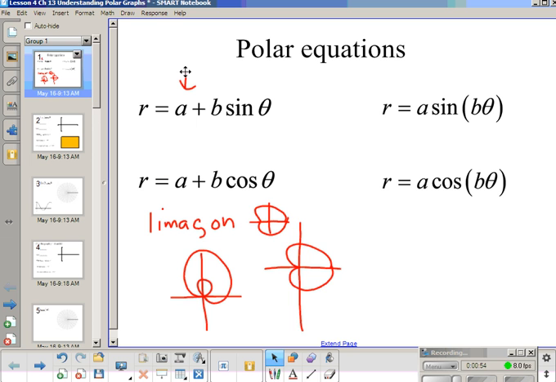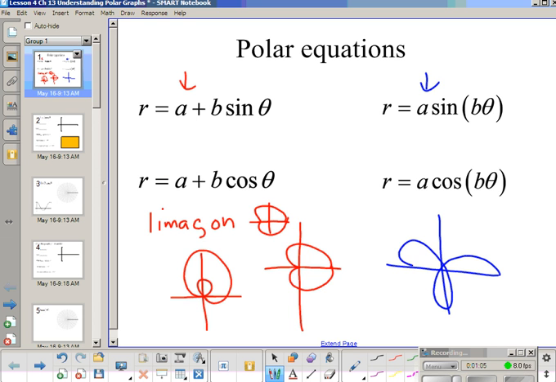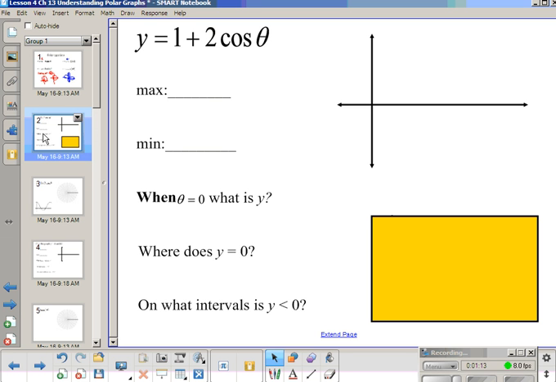And then we're also going to look at a sine b theta and a cosine b theta for r. And we got what were called the roses, which draw in lots of different ways, and we can get shapes like that. And so we're going to investigate that a little bit. All right, we're going to start with going back to rectangular and what we know about cosine and sine graphs.